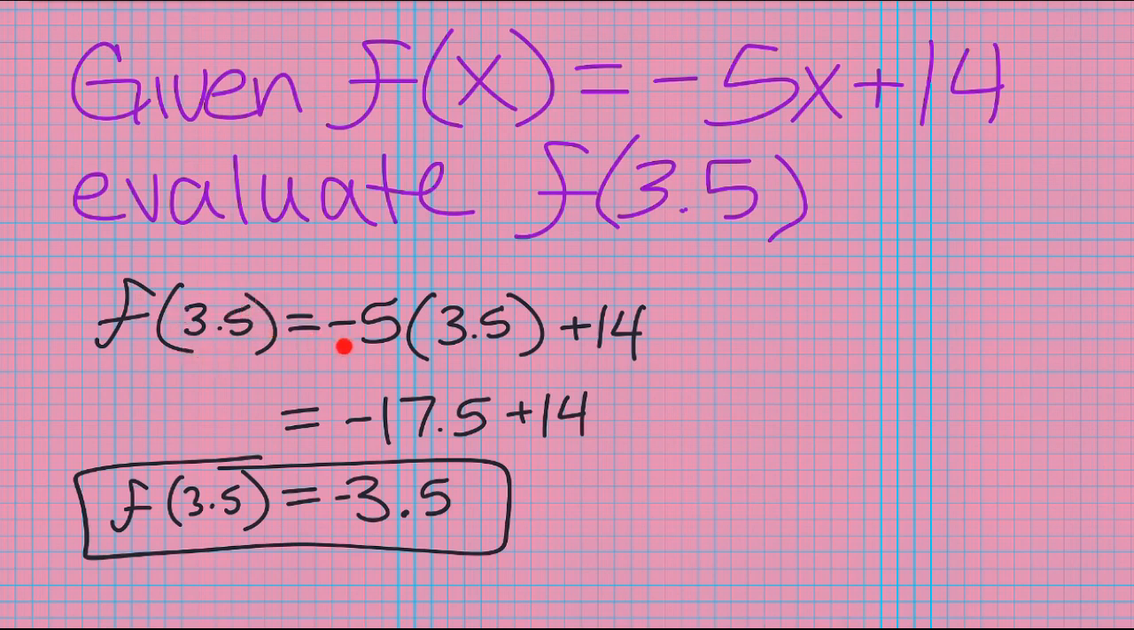So we say equal to negative 5 parentheses 3.5, because that a second ago was an x, plus 14. Then all we have to do is actually do some math here. Negative 5 times 3.5 is negative 17.5. Negative 17.5 plus 14 is negative 3.5. So we would know that f of 3.5 is equal to negative 3.5. That's the inputs and outputs for this function.